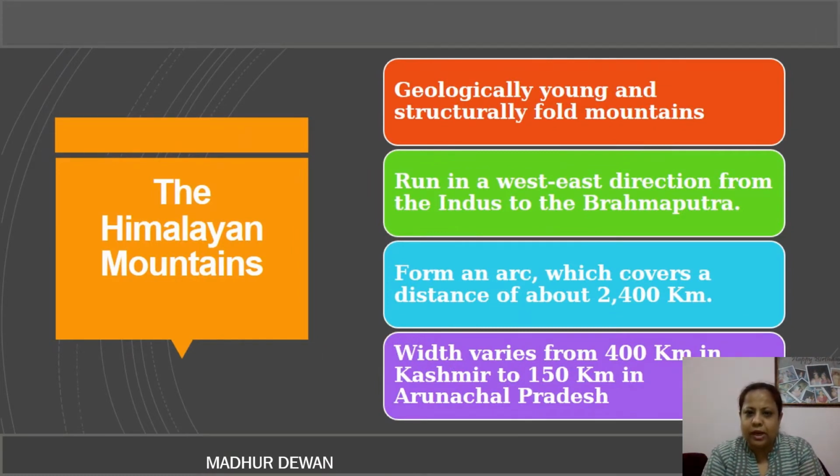These mountains are geographically young and structurally fold mountains. They run in a west to east direction from the river Indus to river Brahmaputra. They cover a distance of about 2,400 kilometers, forming an arc. And if we go for the width, it differs from 400 kilometers in Kashmir to 150 kilometers in Arunachal Pradesh.